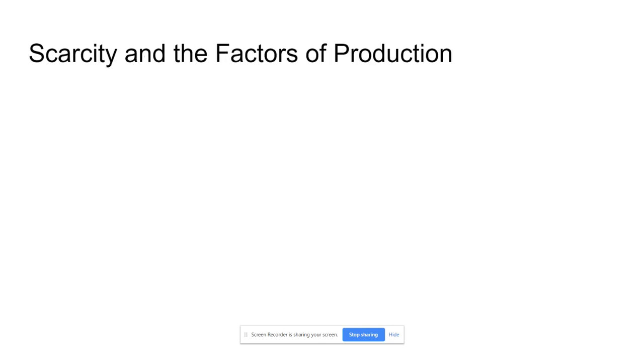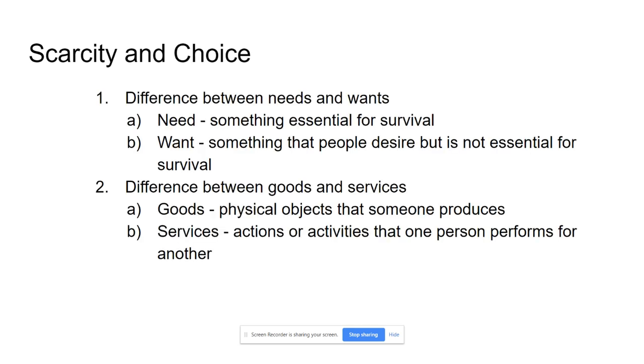Now we're going to jump into scarcity and factors of production and sort of how those two play together a little bit. We'll talk first with scarcity and choice. So the first thing that's there on your outlines and the first thing that we see here on the slide is the difference between needs and wants, okay? And our working definition of a need is something that is essential for survival, okay?